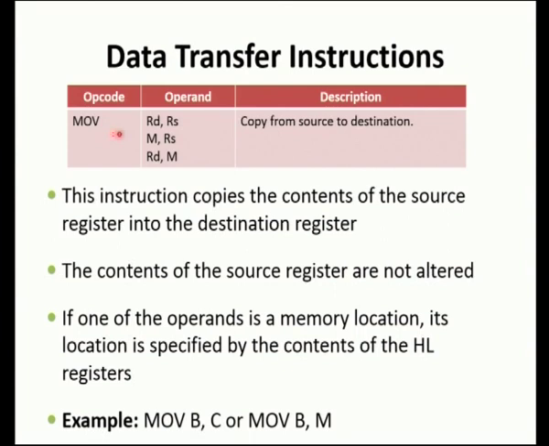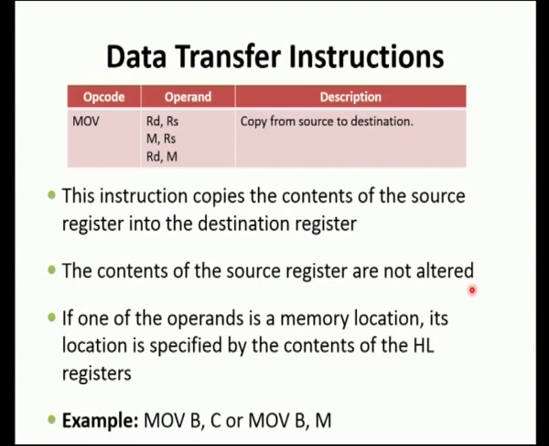See, this is a general format of the data transfer instruction, which is used to transfer the data from source to destination. So, the first instruction format is between the registers, source register to destination register. Suppose the registers you are giving are B and C, then C is the source register, B is the destination register. So, after executing this instruction, whatever the content in C will be moved to the B register. This instruction copies the contents of the source register to the destination register. The contents of the source register are not altered, only the destination register will be changed.